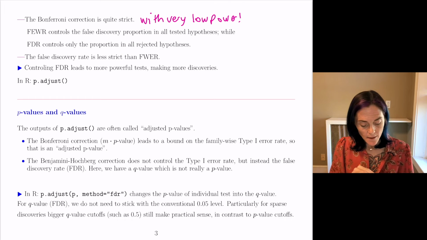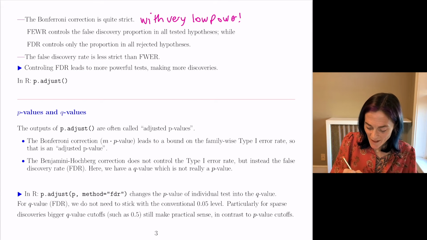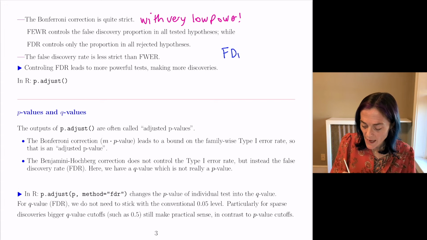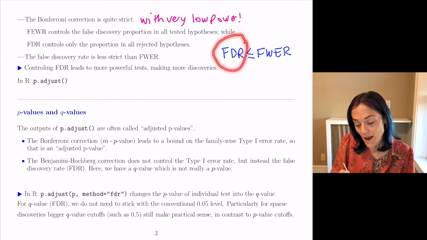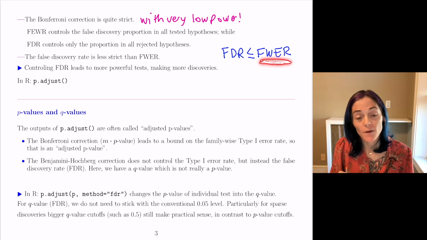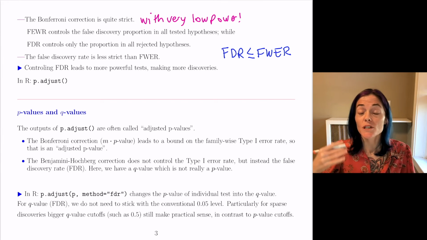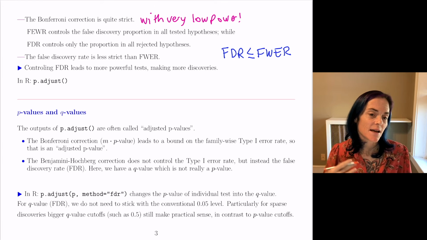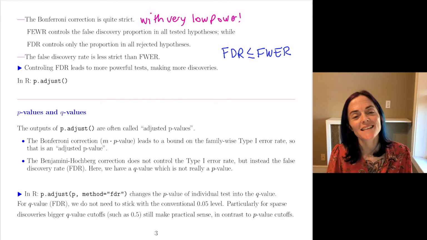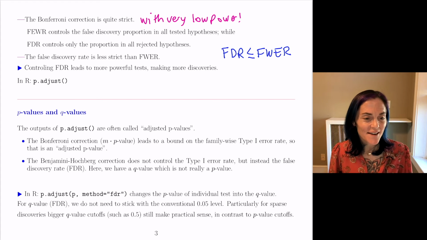And so this false discovery rate, it is less strict, and generally there's an inequality that the false discovery rate is less than or equal to the family-wise error rate. So if you are putting a bound on this, it's not going to be as strict as putting a bound on family-wise error rate. Controlling this false discovery rate, which is what the Benjamini-Hochberg method does, leads to more powerful tests. That's why we used it in our paper. And you're able to make more discoveries.